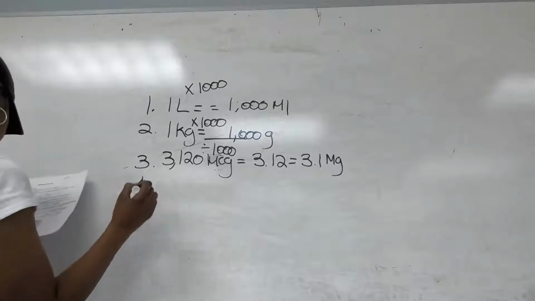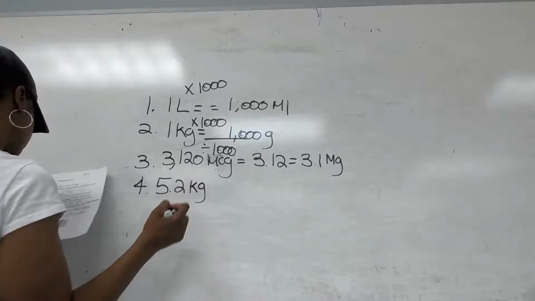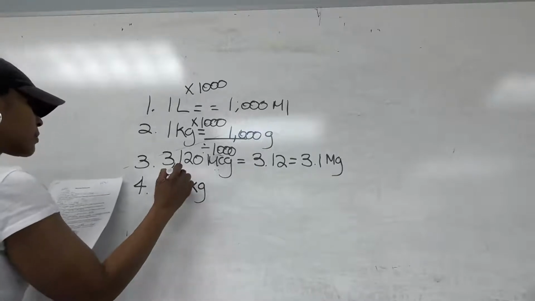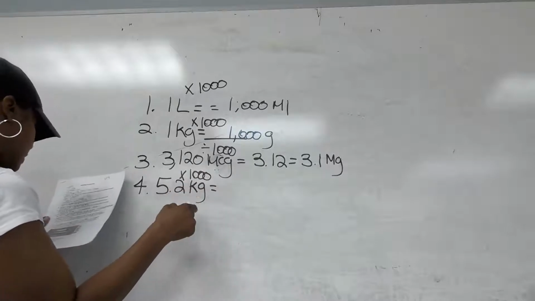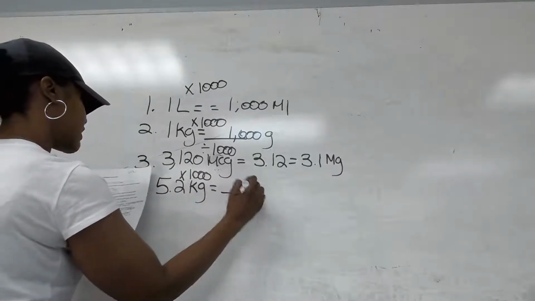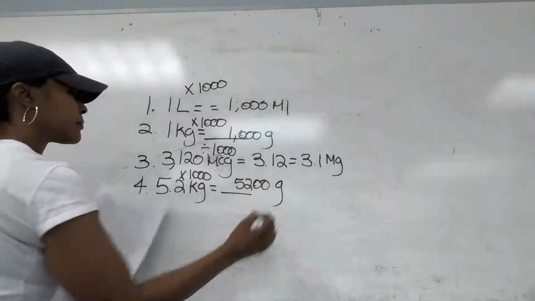Number 4, 5.2 kilograms is equivalent to how many grams? I'm going to take the 5.2 and multiply it by 1,000. We're going from largest to smallest, and we come out with 5,200 grams.